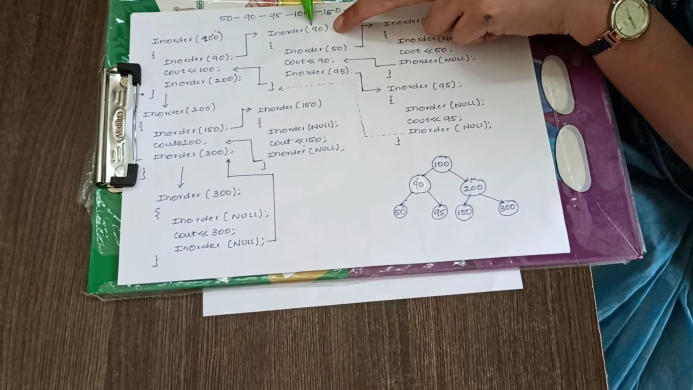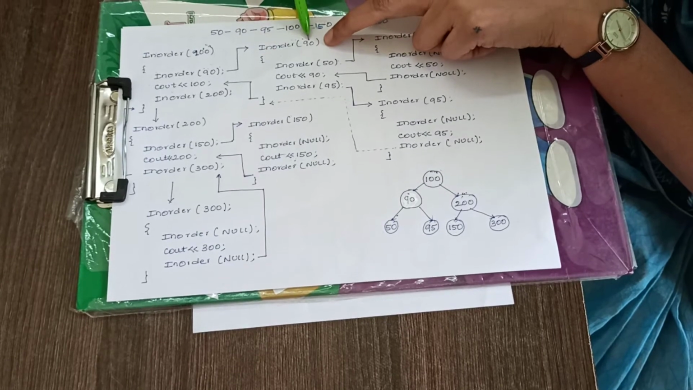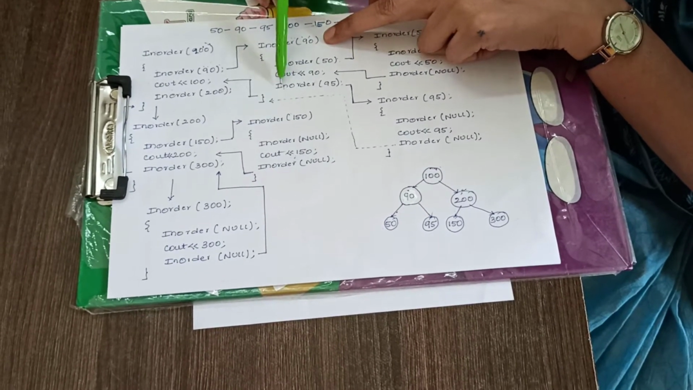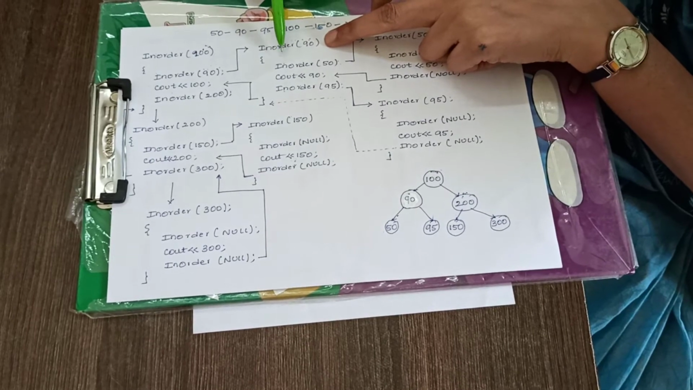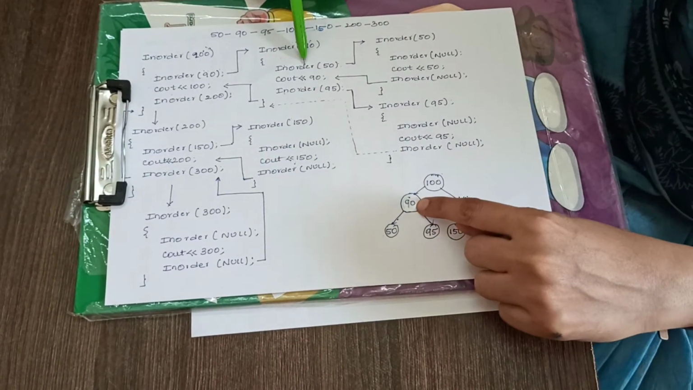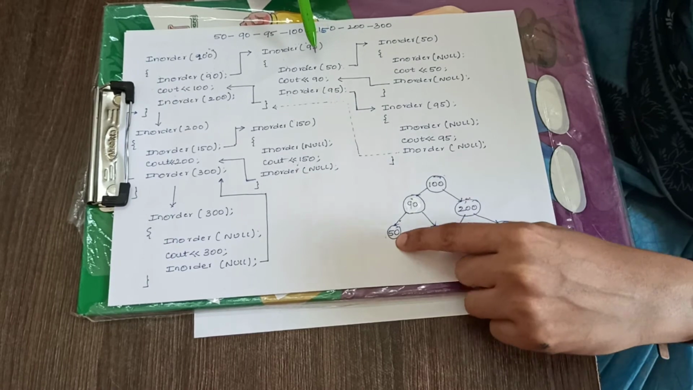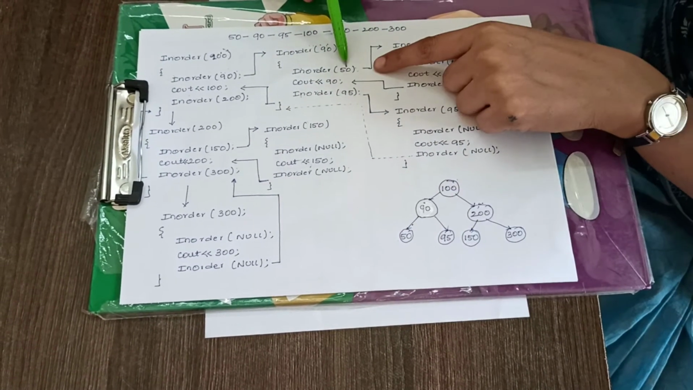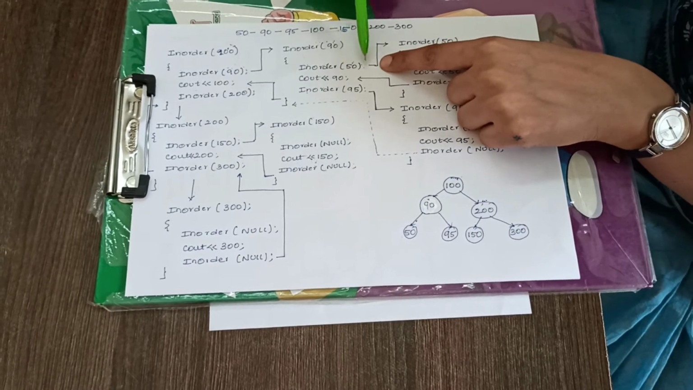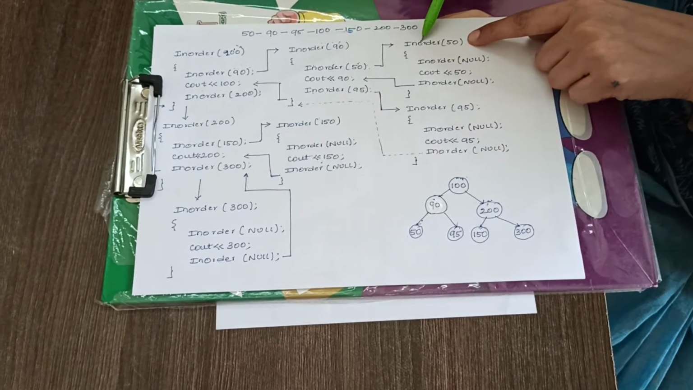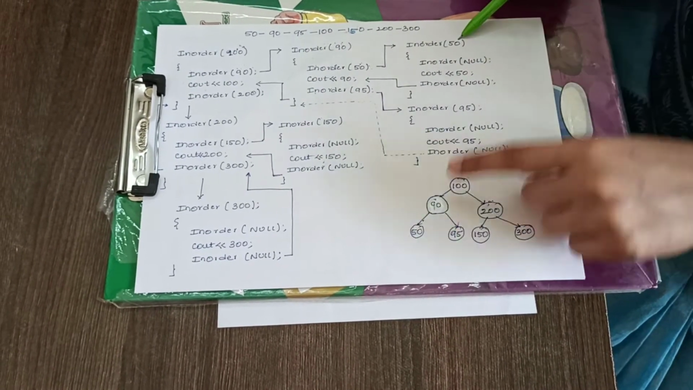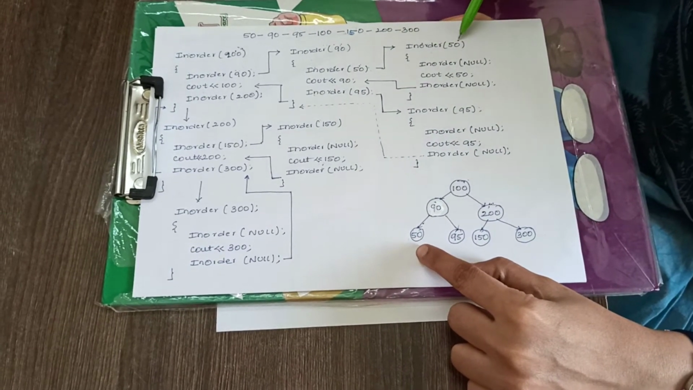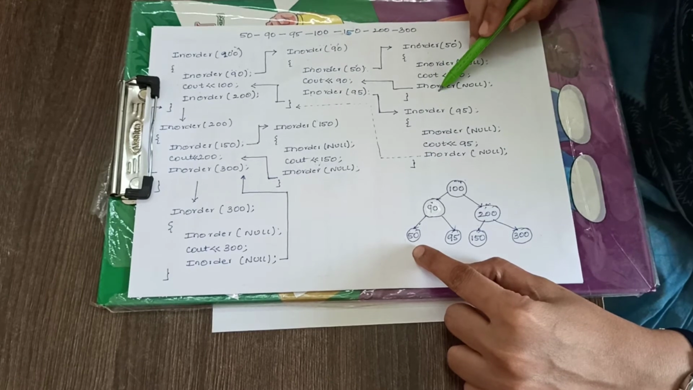In Inorder of 90, again the root node is not equal to null. The root node is 90, so these statements will be executed. Here again the function calls itself recursively by taking 50, which is the left link of 90. So Inorder of 50. Again the control is given to this function, and the root node is now 50. 50 is not equal to null, so these statements are executed.